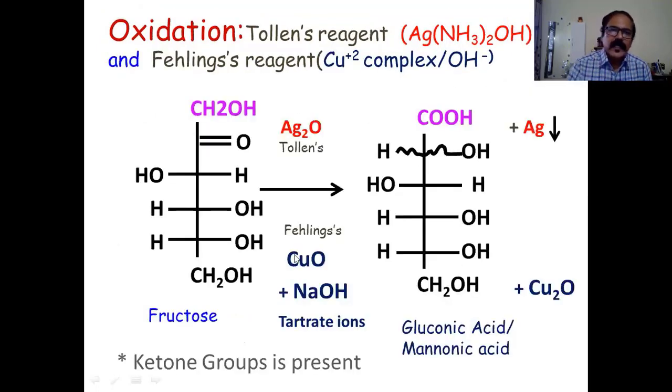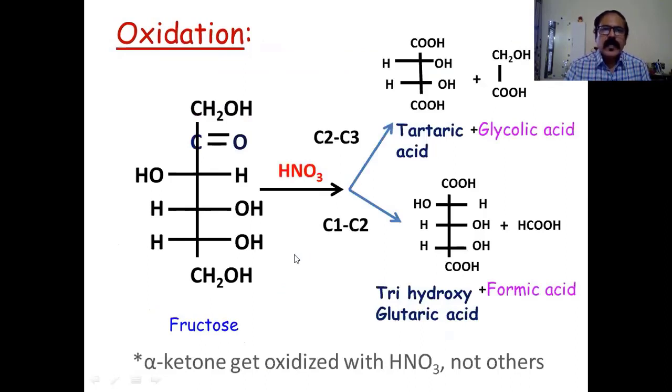That's why it is getting reacted. Now let us get into another reaction where oxidation is taking place in fructose. Fructose is reacting with nitric acid, which is a strong oxidizing agent. We have seen a weak oxidizing agent just now. Now let us see what will happen if a strong oxidizing agent is present.